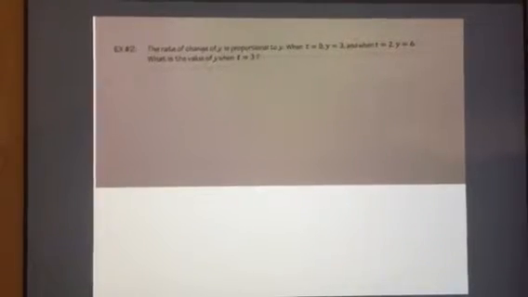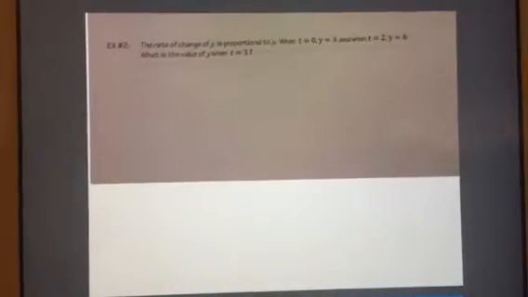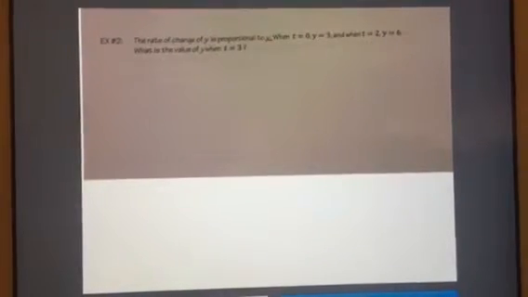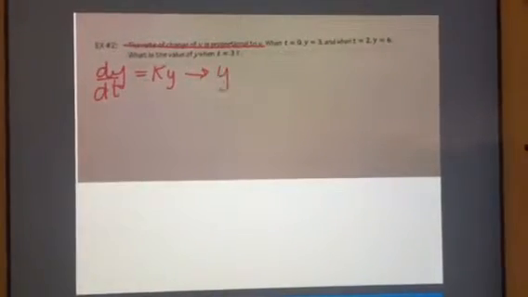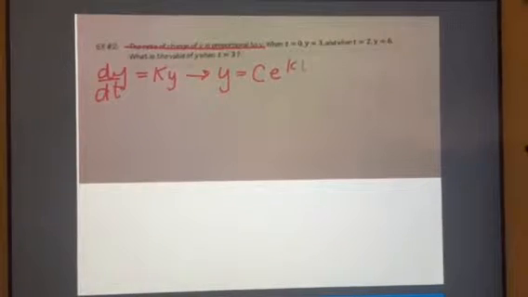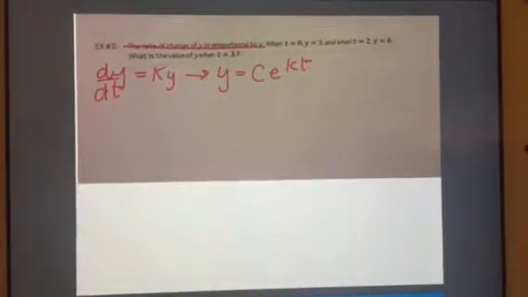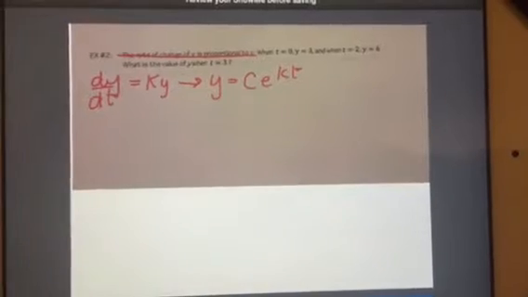So let's do an example with actual values. The rate of change of y is proportional to y. When t is 0, y is 3. When t is 2, y is 6. So what is the value of y when t is 3? Well, because of this statement right here, the rate of change of y is proportional to y, we automatically know that it's going to give us dy over dt is equal to ky, which then gives us the equation y is equal to ce to the kt. So the first thing we have to do is find the value of c.